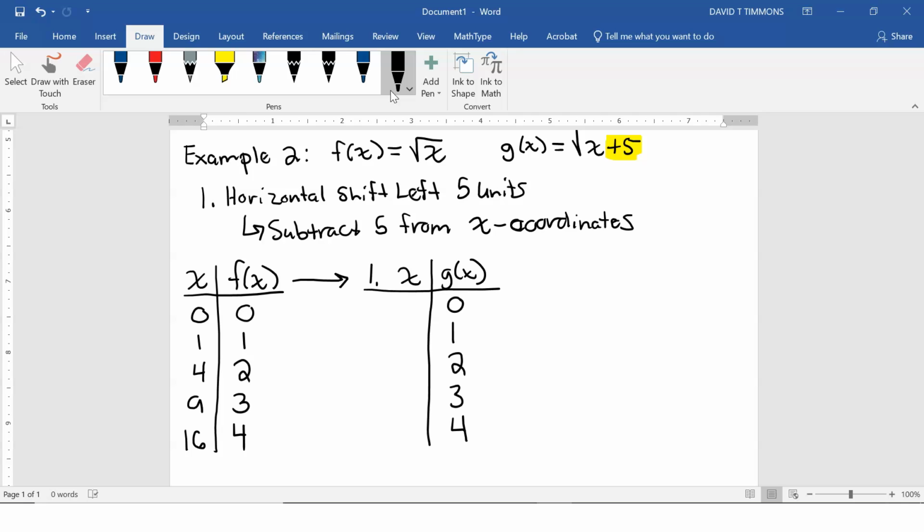Now, what's our manipulation? Well, I need to subtract 5 from all these x coordinates. So 0 minus 5, right? That'll be -5. 1 minus 5, -4. 4 minus 5, -1. 9 minus 5 would be 4. And 16 minus 5 would be 11. Right? So there's the algebraic manipulation. And now we have our table of coordinates.